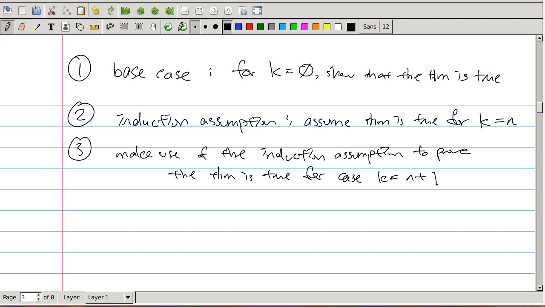So that is the format or the framework of proof by induction. You have a base case, which is typically fairly trivial to prove. And then you have an induction assumption, which is the magical element of proof by induction, to say, let's magically assume that the theorem is true for k equals n. And then the next step is the most difficult step, to say, well, based on that assumption, can we prove that the theorem is true for k equals n plus 1? So that is the framework of proof by induction.